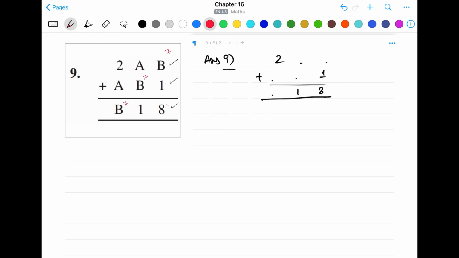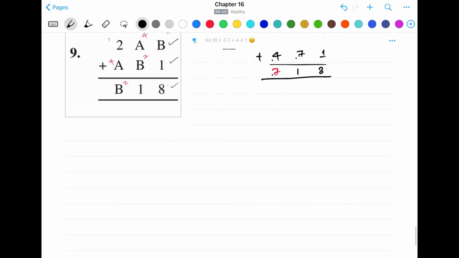Now something is added to 7, we're getting result as 1, so that means this has to be 4. 4 into 7 is 11, so we get 1 here, 1 will be carry. Okay, and this a will also be 4. So now this 4 plus 2 is 6 plus 1 is 7. Simply this a is 4 and b is 7 and 7 here.